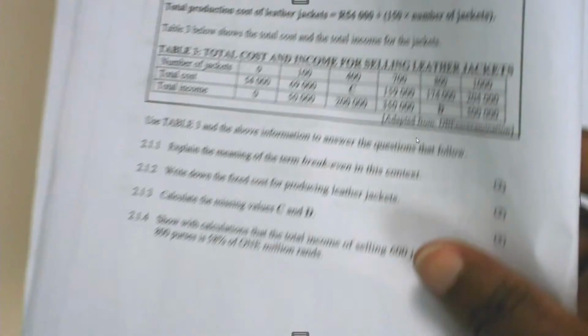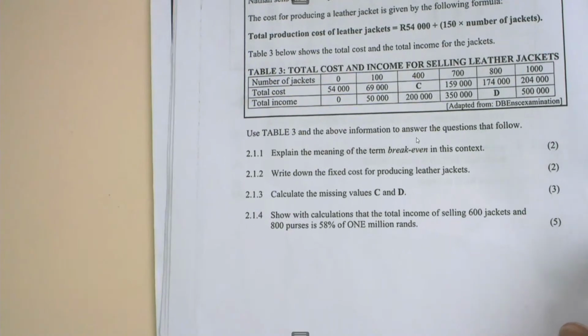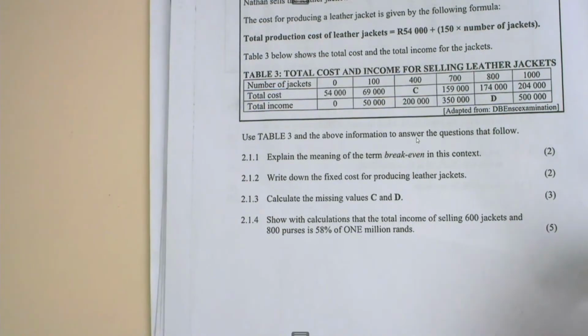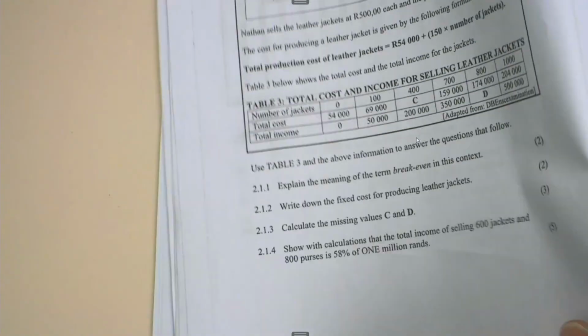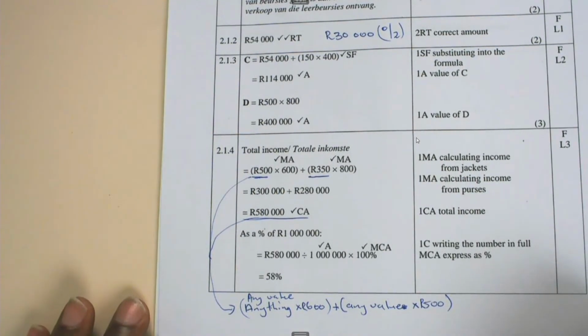2.1.4. It says, show with calculations that the total income of selling 600 jackets and 800 purses is 58% of 1 million rands. That is question 2.1.4. Let's look at the answer to that question.